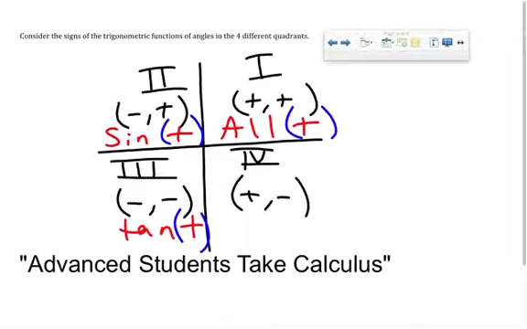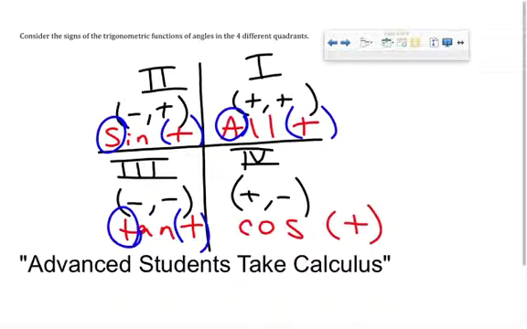And then finally, in the fourth quadrant, the sine, y over r, will be negative. The cosine, x over r, will be positive, but the tangent, again, will be negative because it's y over x. So the cosine will be positive. So, what's up with this "advanced students take calculus"? Advanced students take calculus might be helpful in helping you remember in what quadrant a trig ratio will be positive.